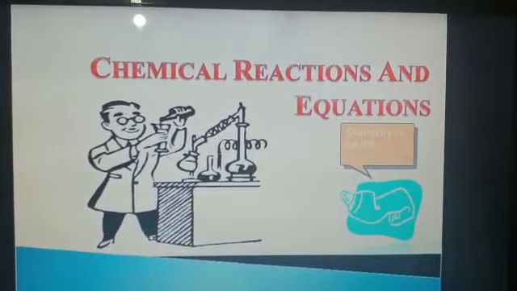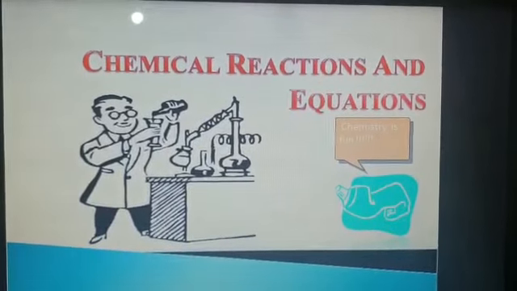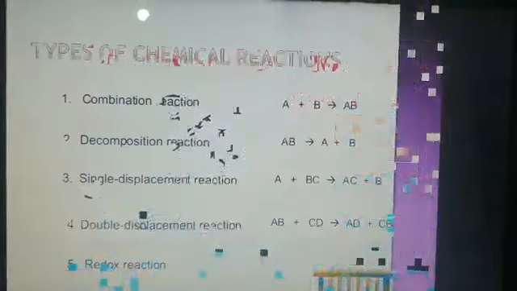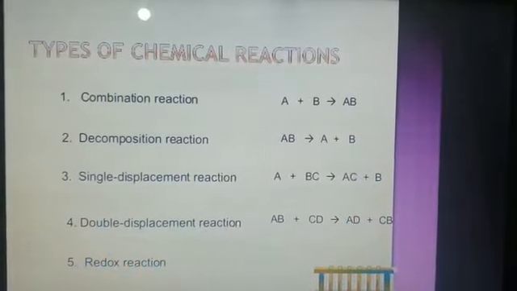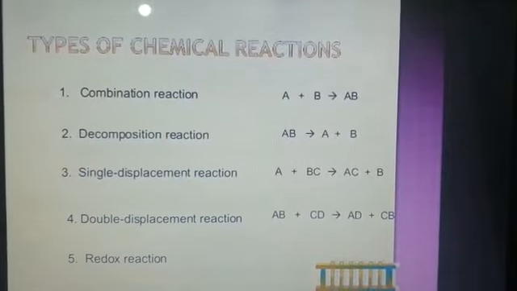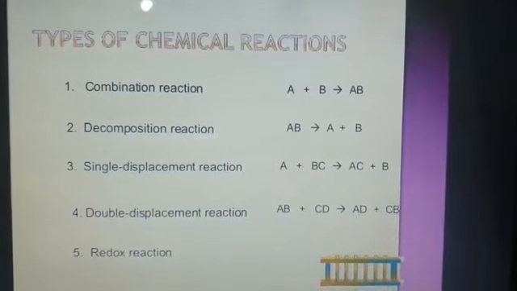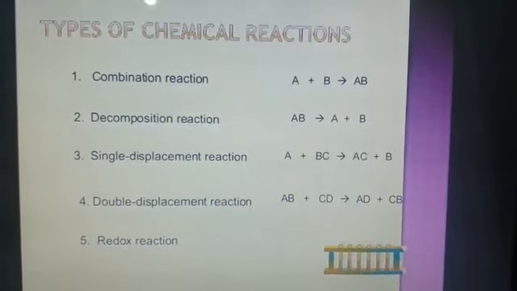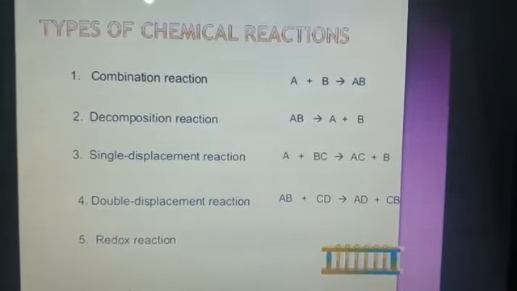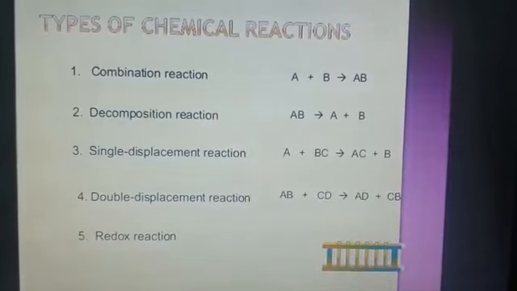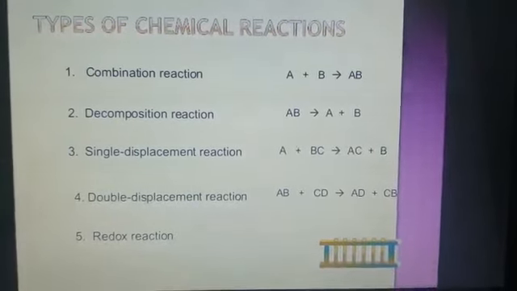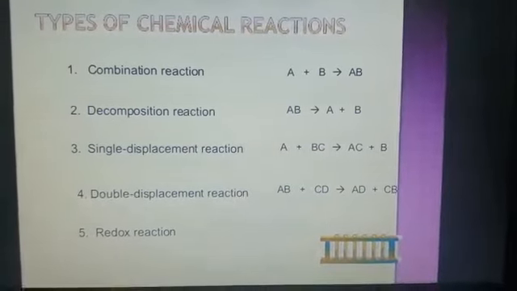Today we are going to discuss chapter 1 of chemistry, chemical reactions and equations. We'll take the topic types of chemical reaction. First is combination, second is decomposition, third is single displacement, fourth is double displacement, and the fifth is redox reaction. We'll discuss their definitions and examples.